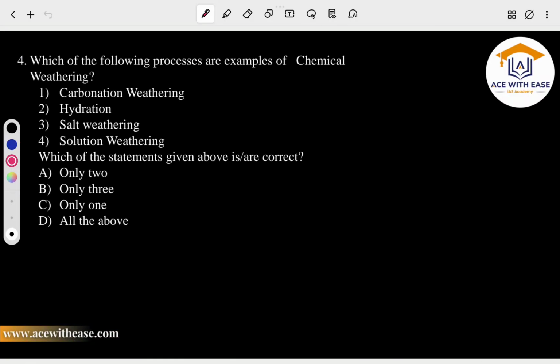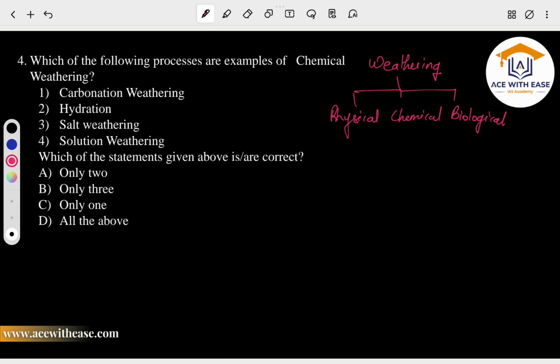Fourth question: which of the following processes are examples of chemical weathering? Generally, weathering is nothing but the breaking down of rock materials into simpler compounds. These can be divided into physical, chemical, and the third one, biological.